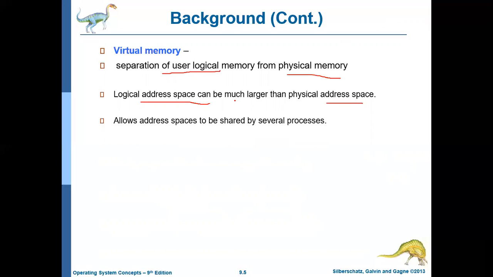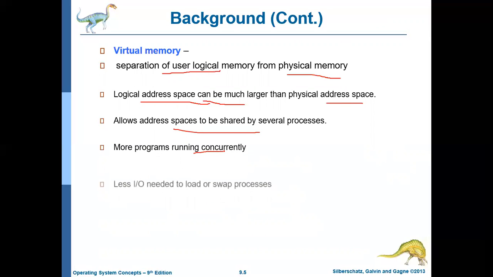Because the logical address space is very large, more processes can be executed simultaneously. More processes can run concurrently. We use the term concurrently because one process is actually context switching. Parallel, in the sense, means you have more than one CPU.